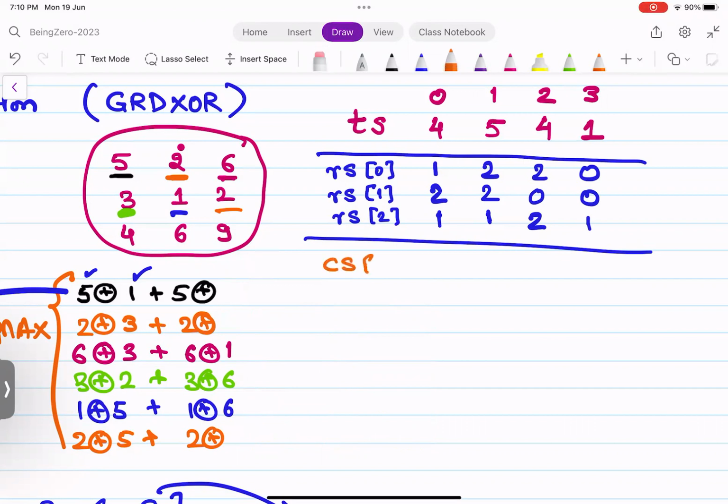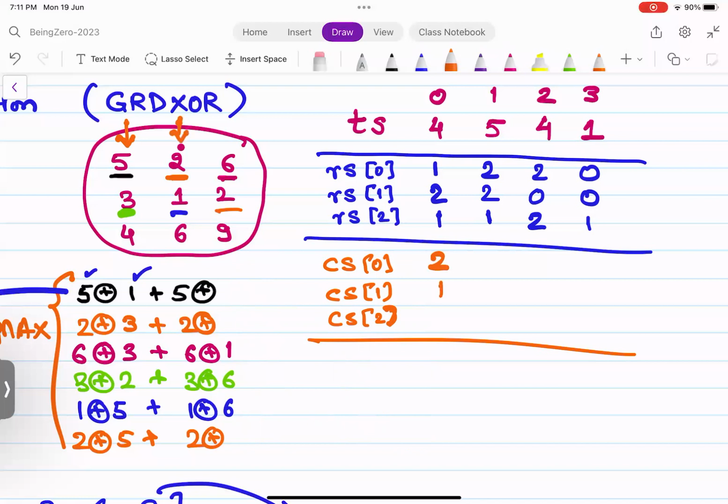In column 0, set bits. In column 1, set bits. In column 2, set bits. Okay, so tell me in the 0th column, how many numbers have the 0th bit set? 5 and 2, so 2 numbers. Same way, column 1, how many have the 0th bit set? Only 1. Next, 9, only 1.